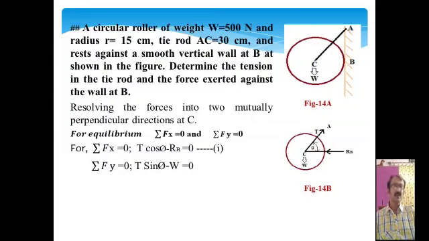Now if you draw the free body diagram, that is shown in figure 14b. The direction of the tie rod is outwards, with the tension T along CA, and from point C there is the weight W, and RB is the reaction force, which is horizontal. From the condition of equilibrium, summation of Fx equals 0 and summation of Fy equals 0. From summation of Fx equals 0, T cos phi minus RB equals 0, that is equation 1, and from summation of Fy equals 0, T sin phi minus W equals 0, that is equation 2.